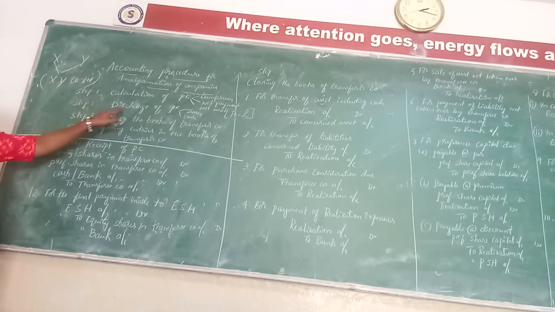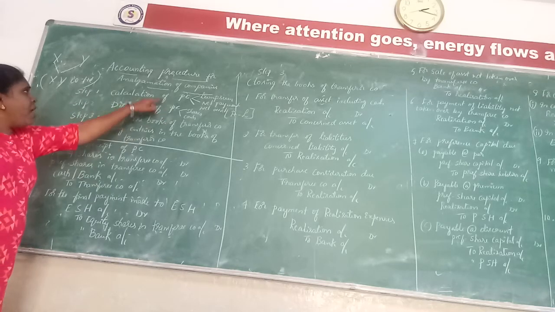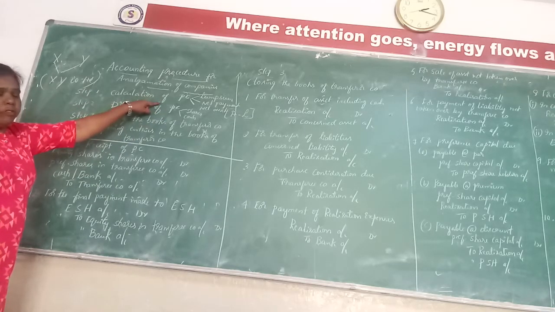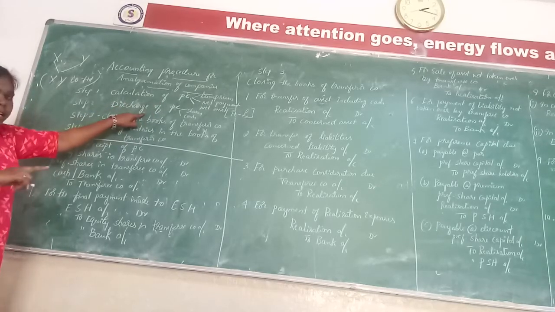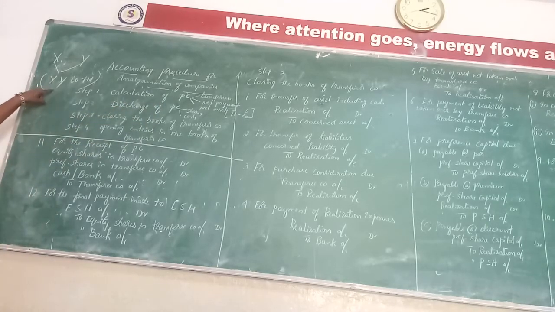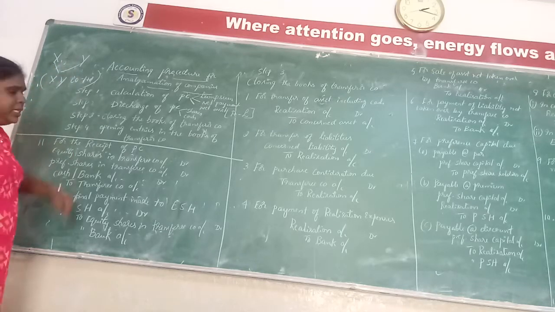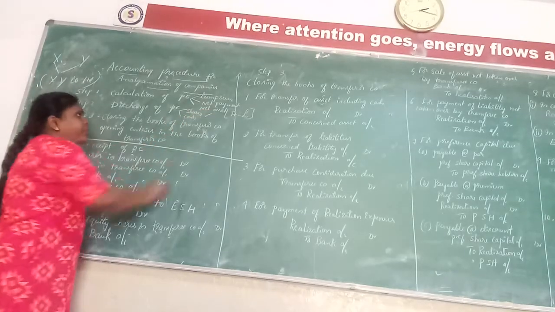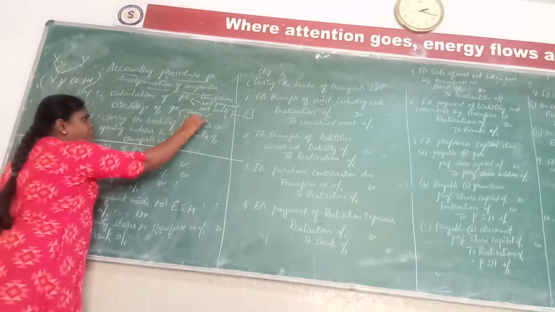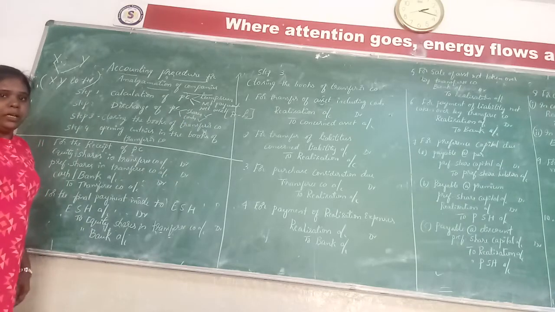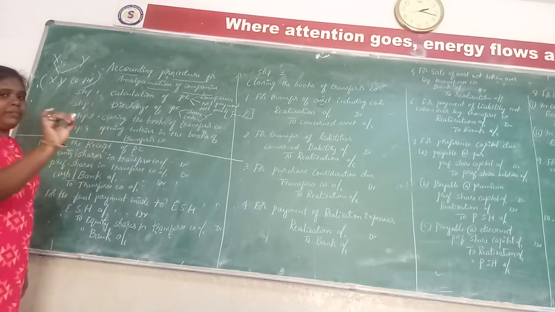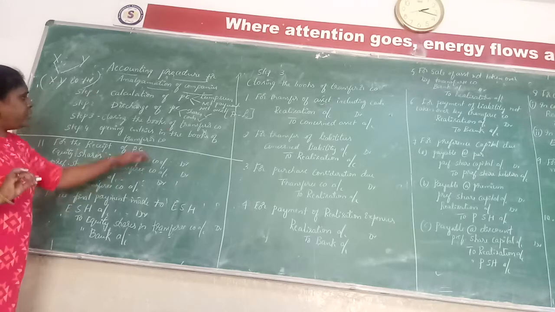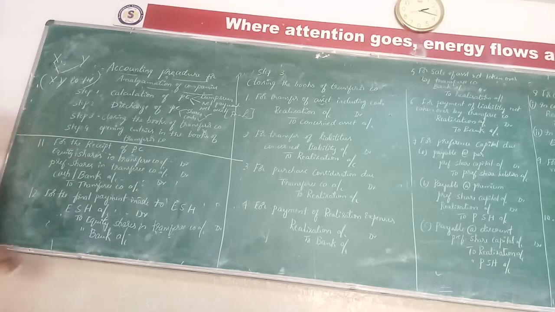Step number 2 is discharge of PC. After calculating the total amount of PC, you have to write in what form the transferee company is going to give that purchase consideration to the transferor company. PC may be given in the form of shares or in the form of cash. You have to write that in two lines: in the form of equity shares this much, in the form of cash this much. So you have to calculate total PC.